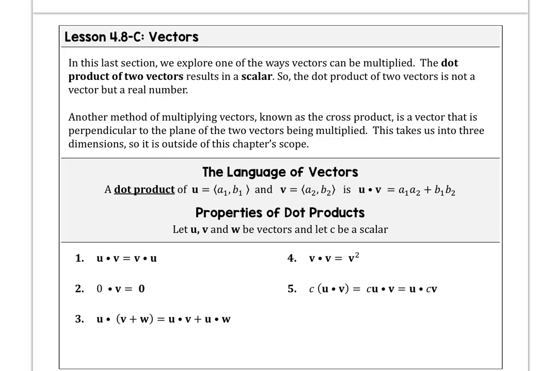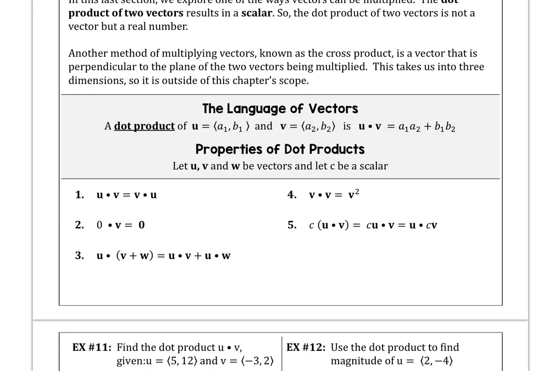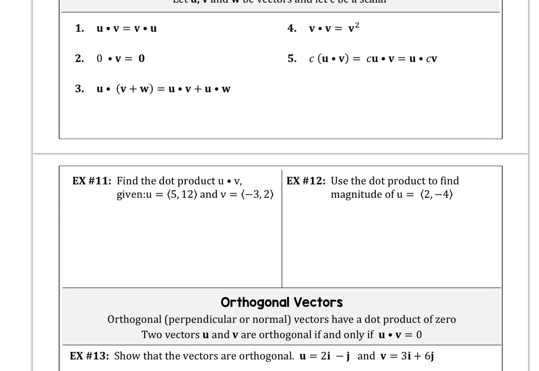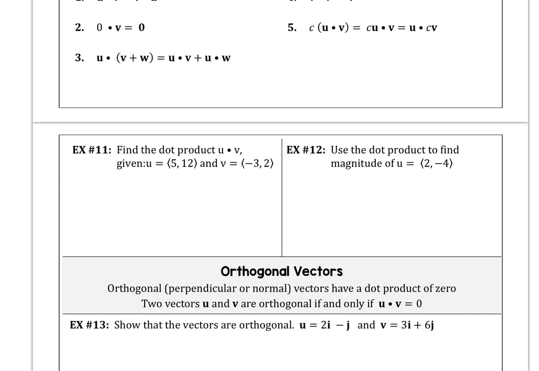If you have vector u with two components and vector v with two components, to get the dot product, that doesn't mean just multiply them together. That means to multiply the first components, multiply the second components, and then add them together. You'll get a scalar from that process. These are the properties of dot products of vectors, and we'll jump right in finding the dot product of u dotted with v.